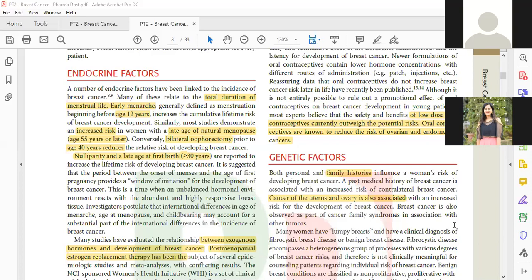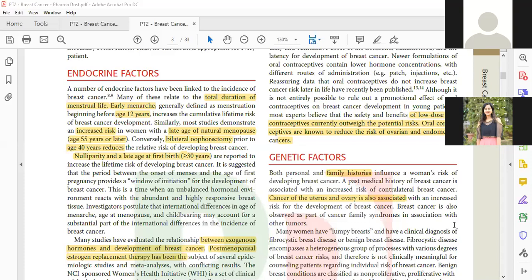Nulli means zero. So if many times, maybe because of a physiological condition or maybe because of a pathological condition, the woman doesn't conceive, they cannot conceive, and they cannot give birth. So that's nulliparity. If there is nulliparity, that increases the chance of getting breast cancer as well.